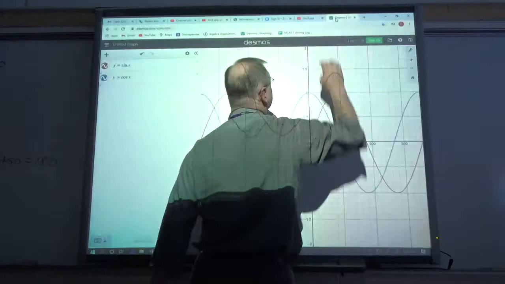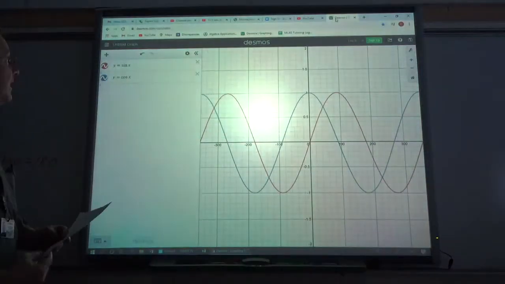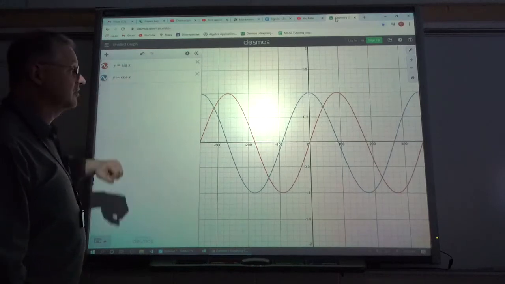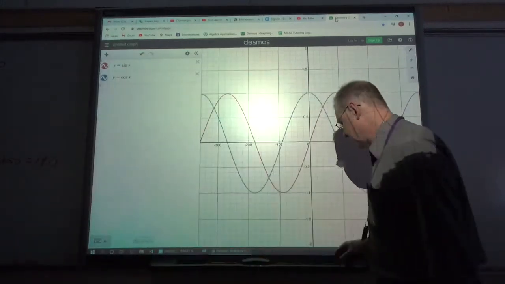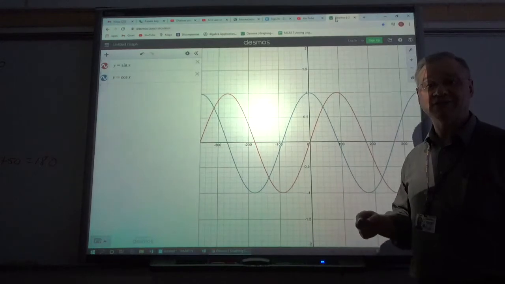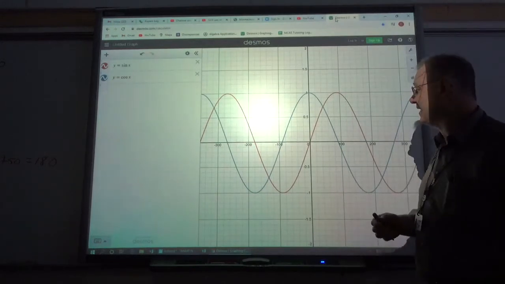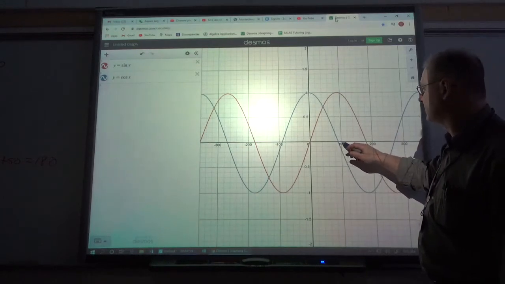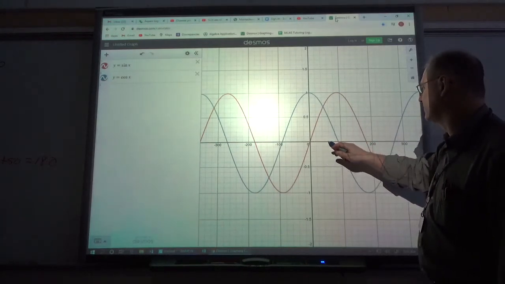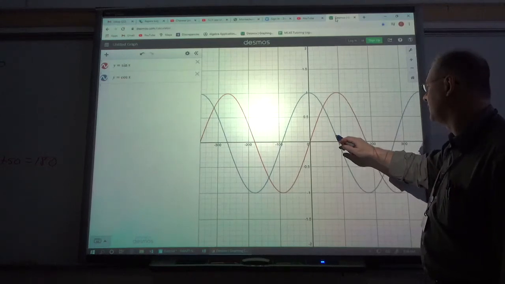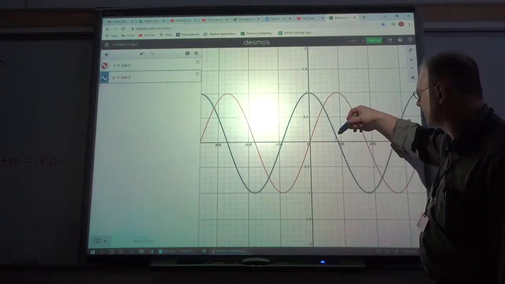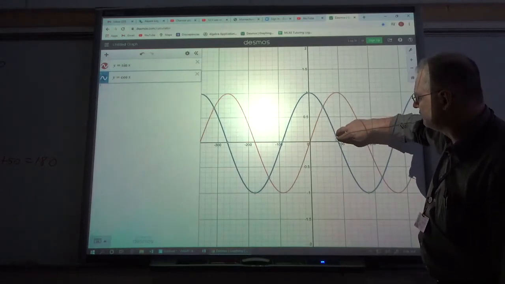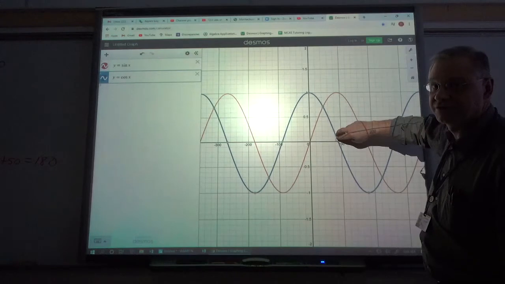Let me just go to this. This is Desmos, and the red is sine, and the blue is cosine. Now, as we get to 95 and 85, those are going to have the same sine value. 95, let's see, this is yeah, this is 80. So 85 is somewhere around here, and 95 is somewhere around here. Those two values are going to be awfully close to each other.